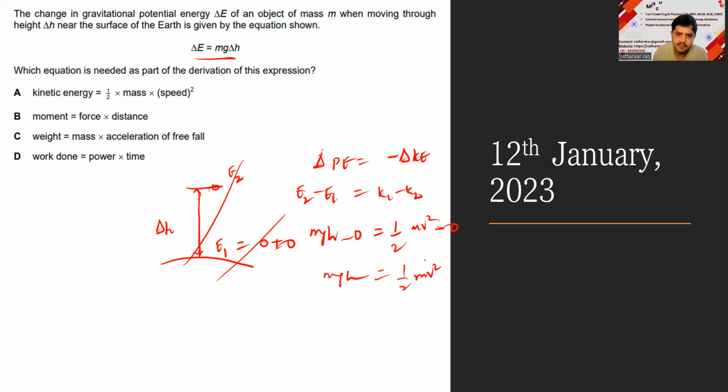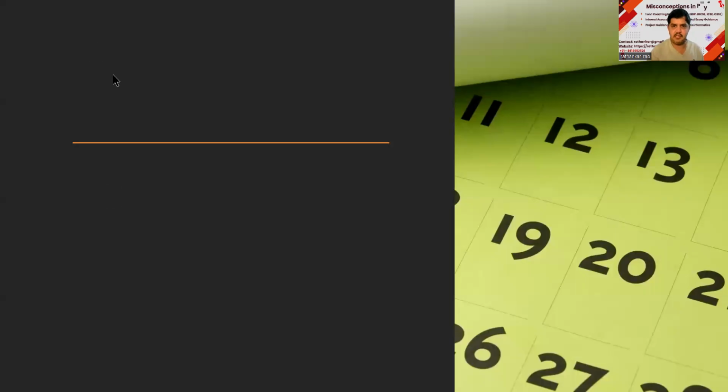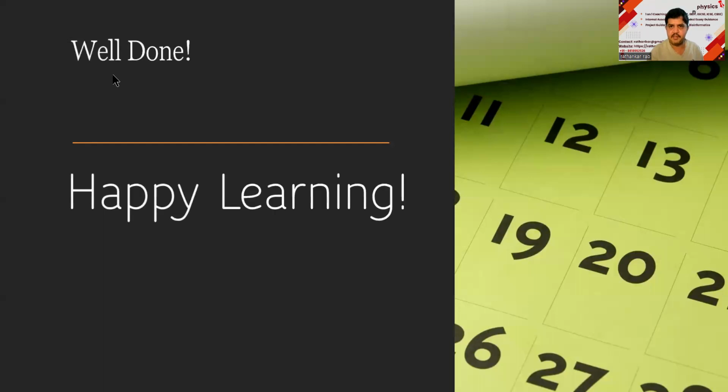Thus, if you know this value, you can easily determine this, right? So this is needed as a part of the derivation. Change in potential energy should be equal to change in kinetic energy. Thus, the answer A is the correct one. These three are definitely incorrect. Moment is of no use. Weight, no use. Work done is power into time. Do we use any power here? Not necessary. Okay, fine.